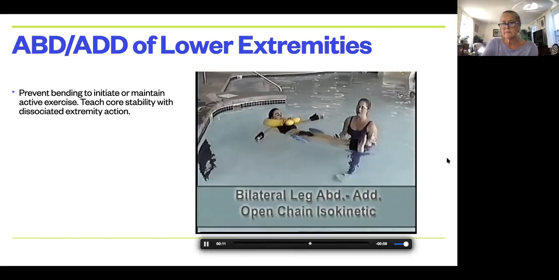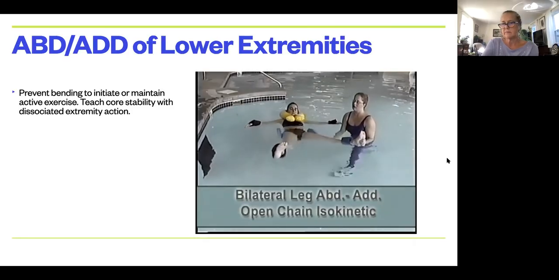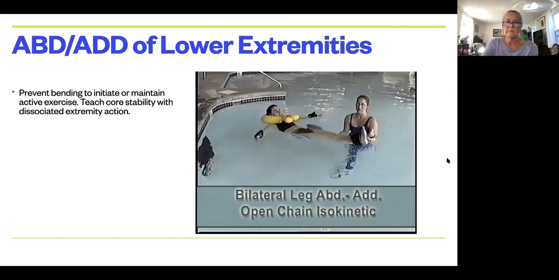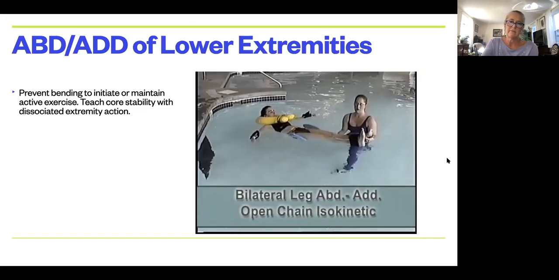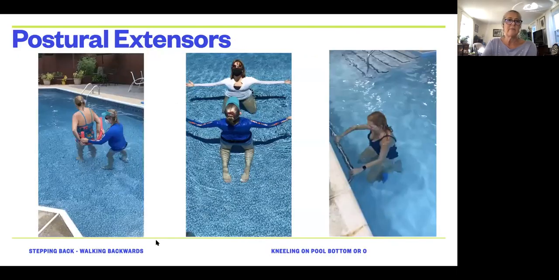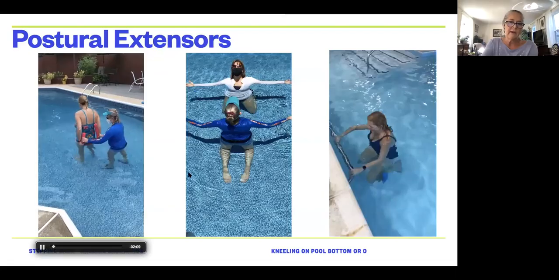Hand placement is on the lateral border for abduction, medial border of the leg for adduction. Yeah, I think that was in the spasticity course, so anything like that we'll skip. So postural extension, this is stepping backwards, walking backwards.